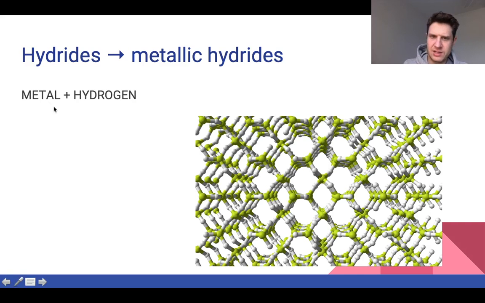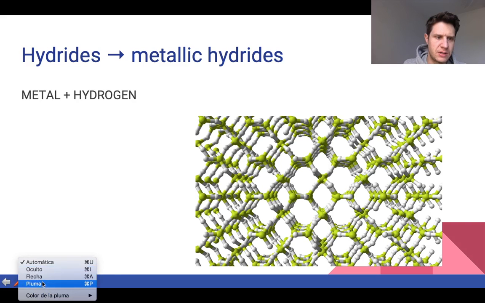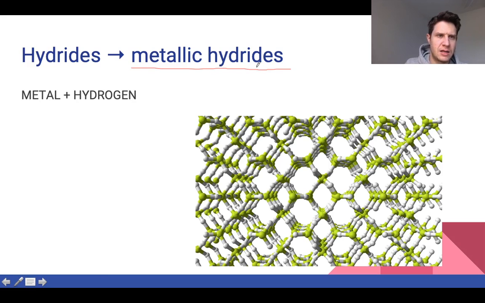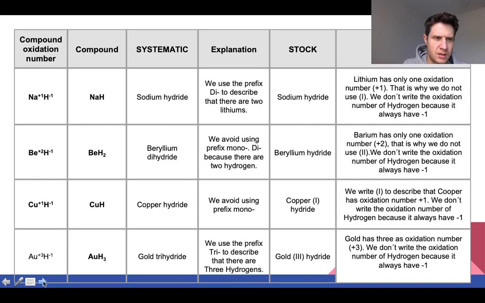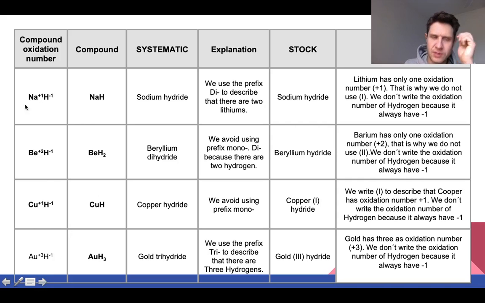Well, hydrides, it says here: metallic elements and hydrogen. Okay, metal and hydrogen. This is a picture of a structure made by hydrogens and one chemical element. So we have a network of hydrides. Good examples of that.